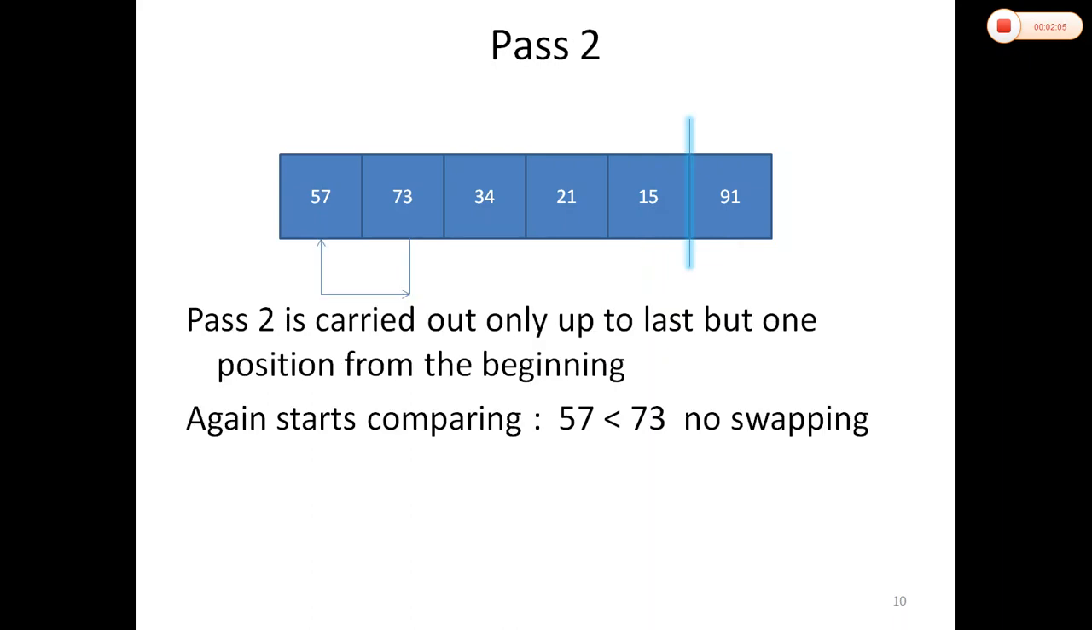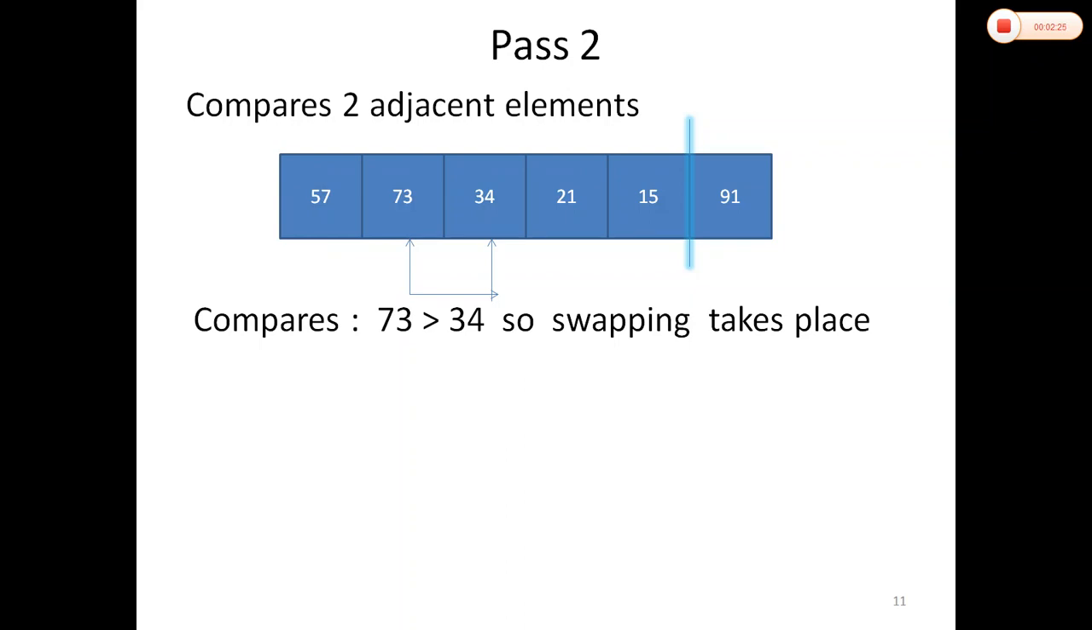Pass 2 is carried out only up to the last but one position from the beginning. Again it compares 57 and 73. 57 is smaller than 73. They are in the appropriate order, so no swapping will take place. It compares the next two adjacent elements, that is, 73 and 34. 73 is bigger than 34, so again the elements are swapped.